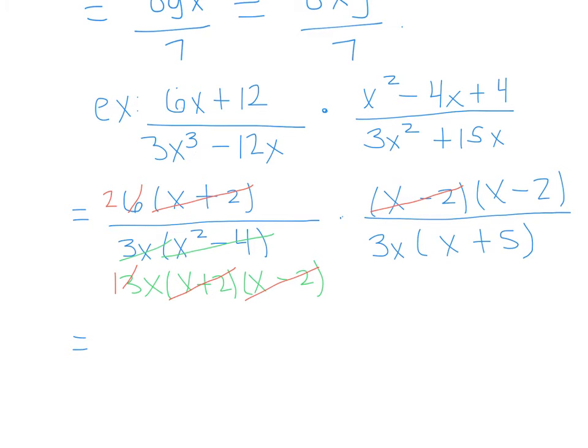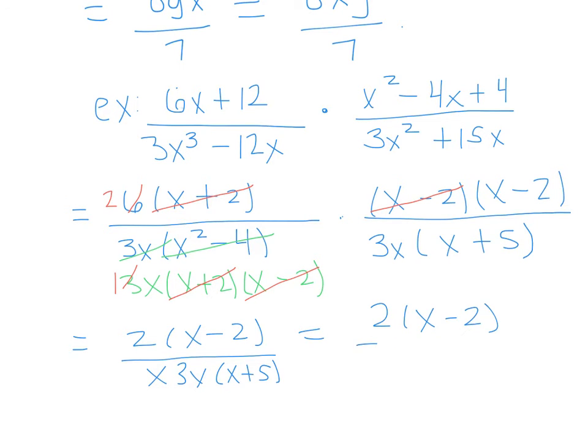Now we want to multiply across the numerator and across the denominator. So across the numerator, we've got a 2 times x minus 2. Multiplying across the denominator, we've got an x left from the first rational expression, a 3x, and an x plus 5. So if we rewrite that, we've got 2 times x minus 2 over, we can write that as 3, the x times the x gives us an x squared, times x plus 5.